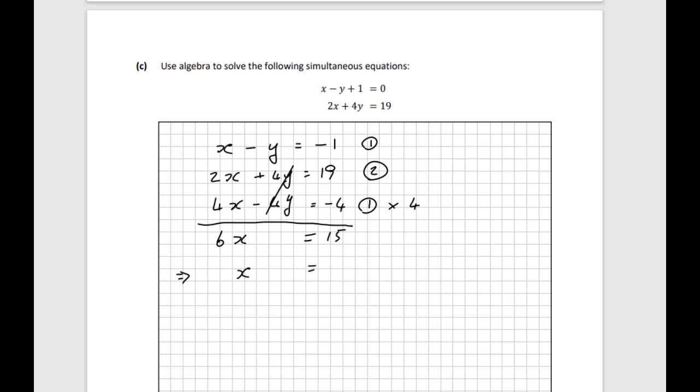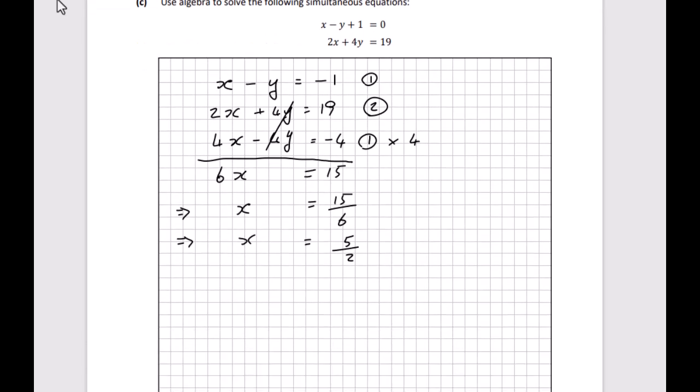Divide by 6 to get rid of the 6, that's 15 over 6. So we want to divide the top and the bottom by 3. 3 into 15 is 5. 3 into 6, 2. So we have our x value now. We've just got to work out the y value. So take one of the equations. I'm going to take x minus y is equal to minus 1. That's equation 1. Substitute in 5 over 2 for x. 5 over 2 minus y is equal to minus 1.